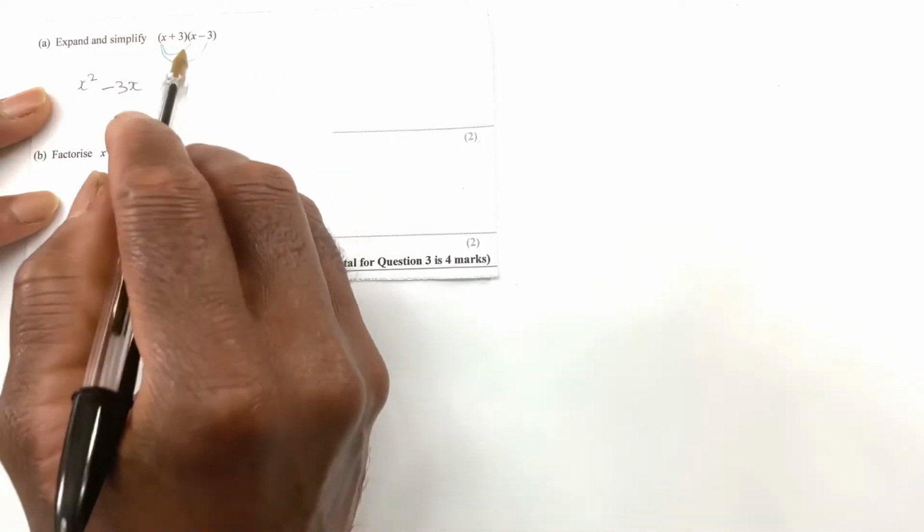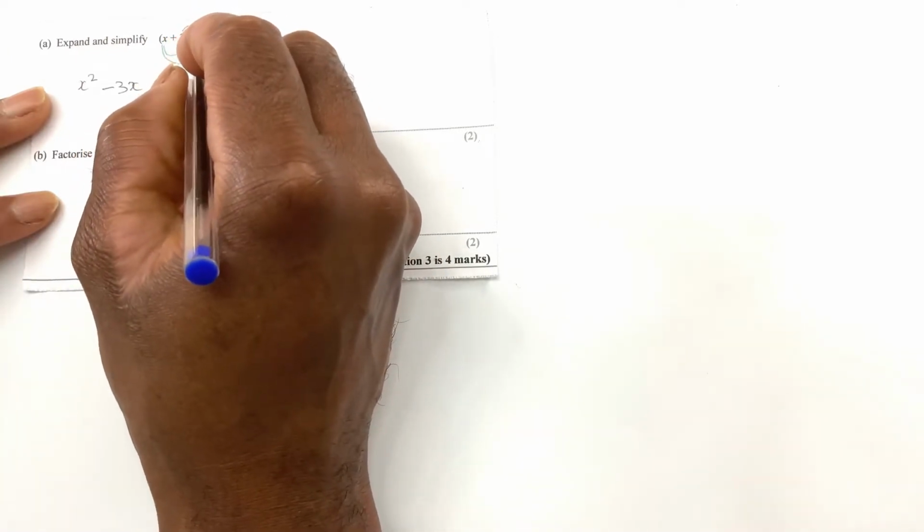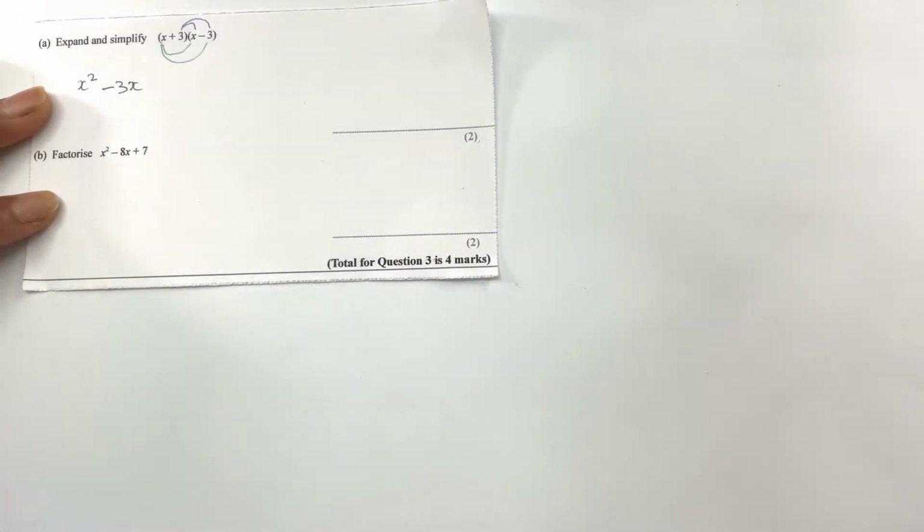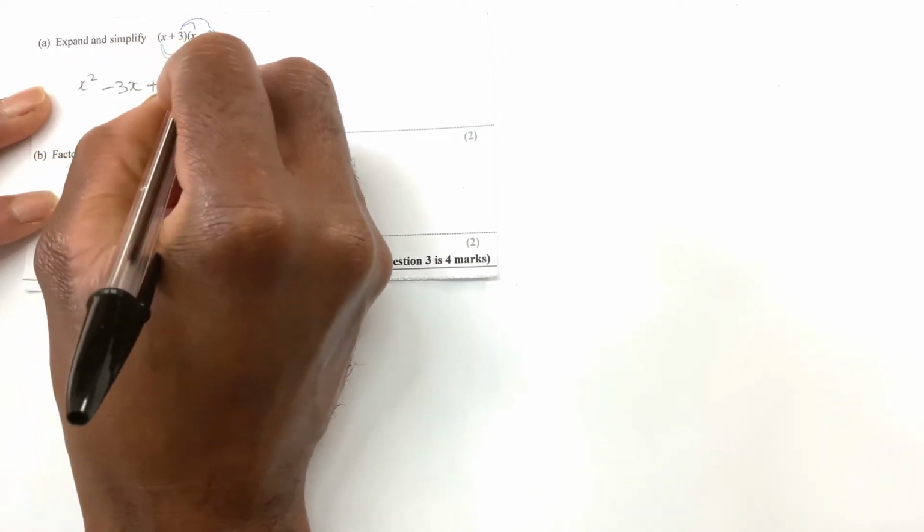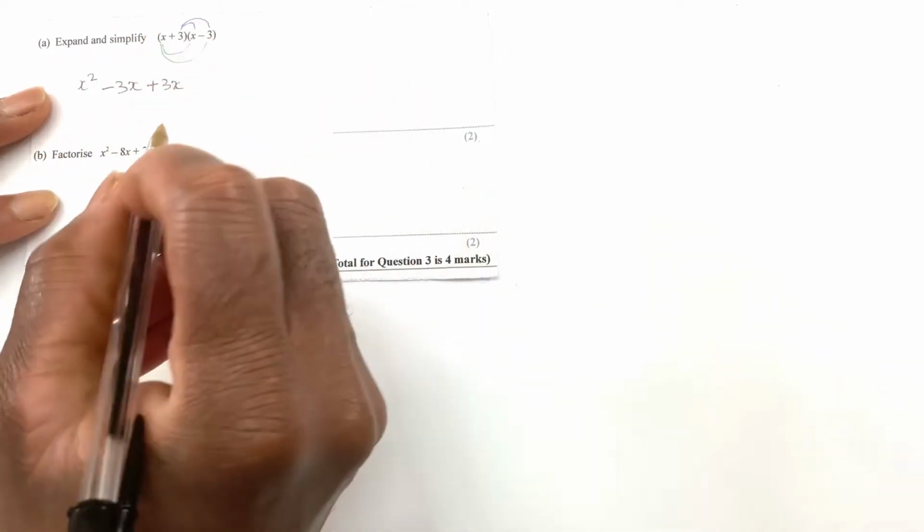and if I multiply x by x and then x by minus 3, so x by x will be x squared. X times minus 3 is minus 3x. Then I need to do the same by multiplying 3 times x and 3 times minus 3. So 3 times x is plus 3x. 3 times minus 3 is minus 9.